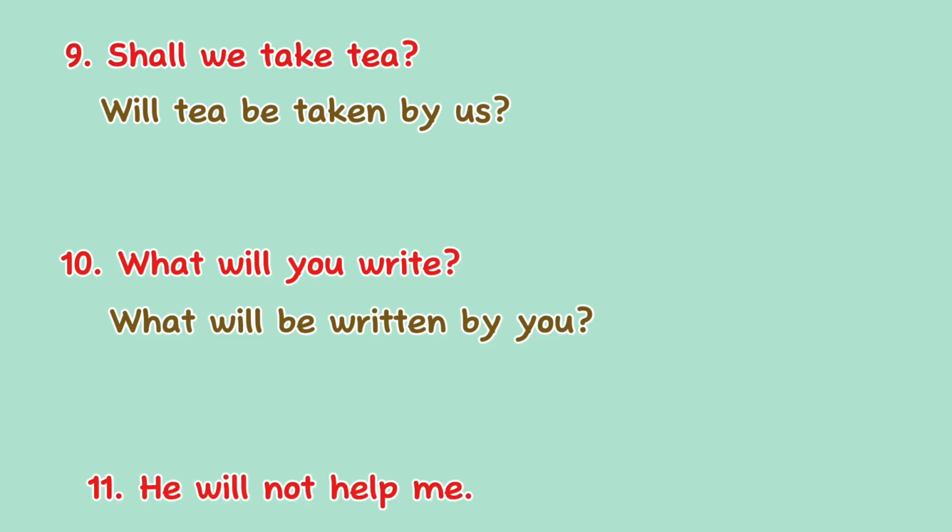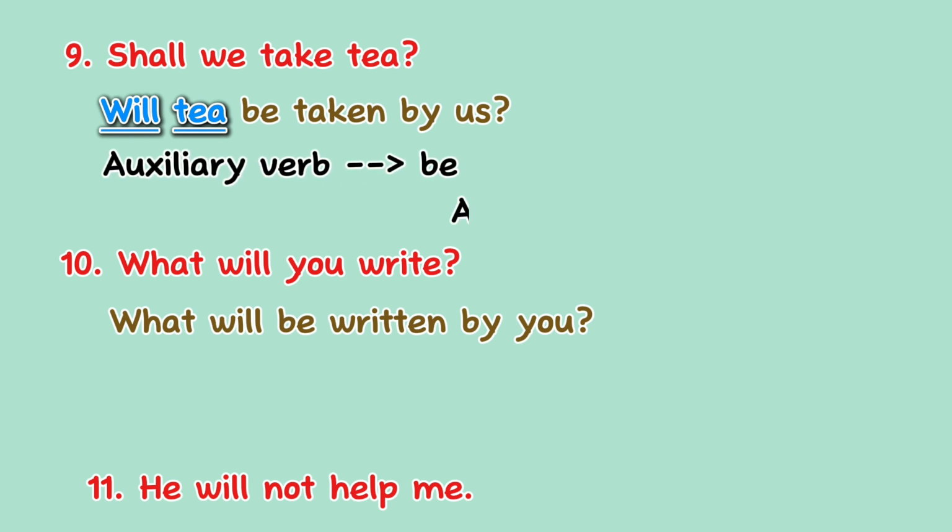Shall we take tea? The passive is: Will tea be taken by us? To transform the sentence into a question while maintaining the passive voice, the verb will is placed at the beginning of the sentence, followed by the subject tea, then the auxiliary verb be, and finally the agent us, introduced by "by." This results in the question, "Will tea be taken by us?"